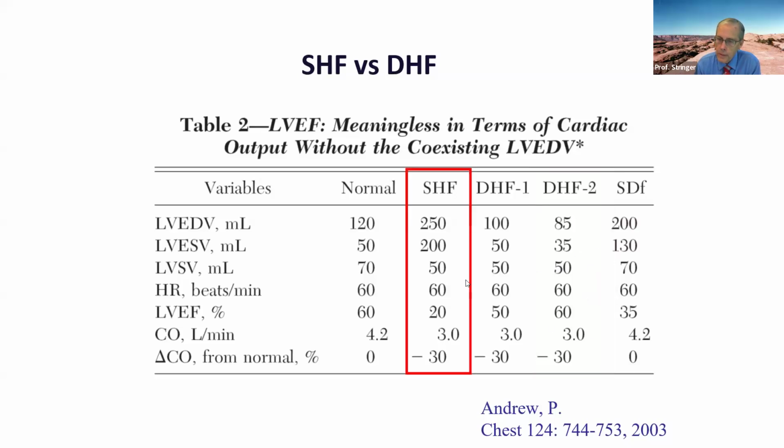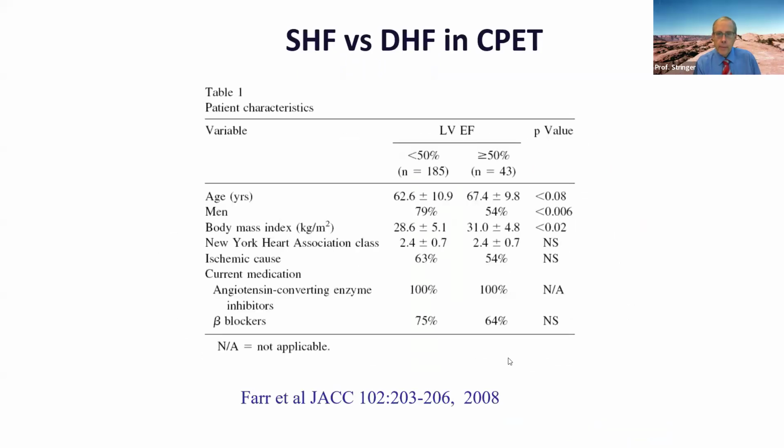And obviously with systolic heart failure, it's really the contractility problem. And so you still have a very low ejection fraction, which is this stroke volume 50 divided by 250 comes down to only 20%. Okay, anyway, enough about that.